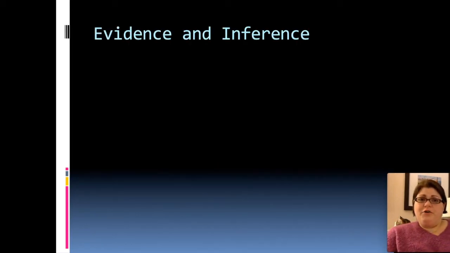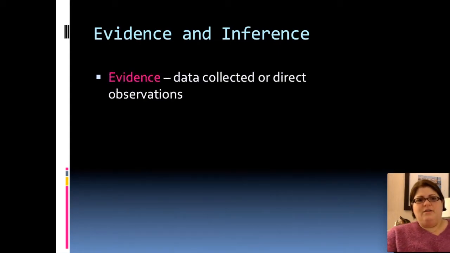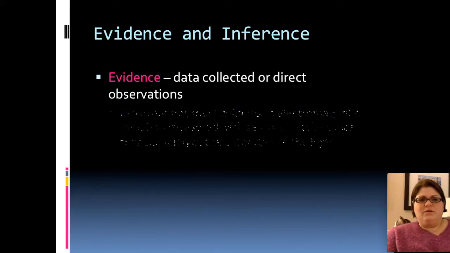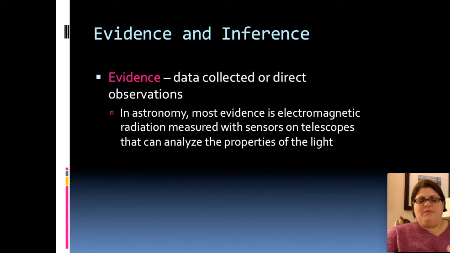Before we can ever infer anything, we have to gather evidence. So evidence refers to the data that we directly collect. So observations, measurements, computer images, telescopic images and data. So those are all direct things. In astronomy, most of the time what we're talking about is we measure the electromagnetic radiation that stars are giving off. Our telescopes not only can give us an image, but they can also take a lot of readings about the light that they're collecting.